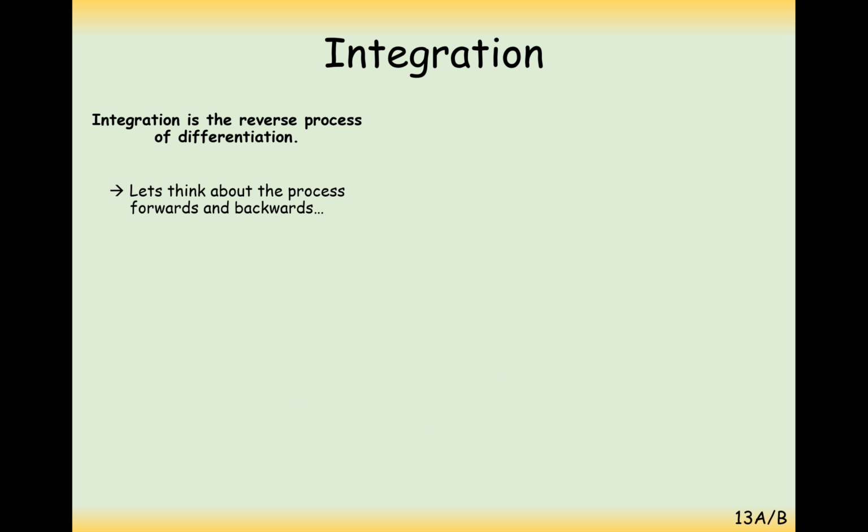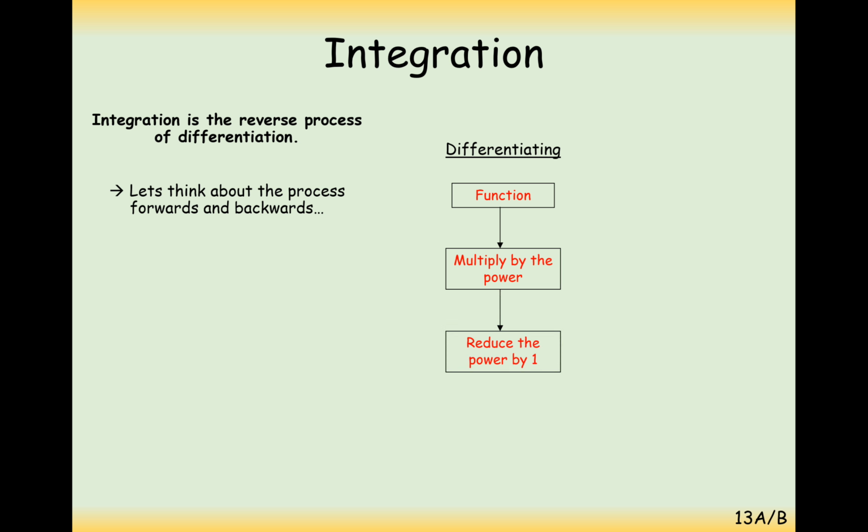So, integration, just to introduce it, is the reverse process of differentiation. So let's think about how we differentiate and then we'll reverse that process. With differentiation we start with our function and the first thing we do is multiply by the power, bringing the power to the front. The next thing we do is reduce the power by 1, or subtract 1 from the power, and that gives us our gradient function.